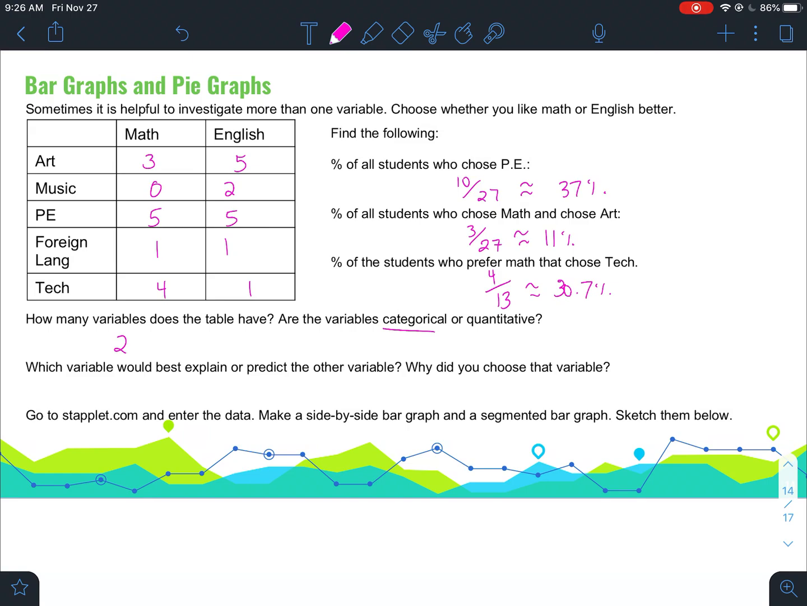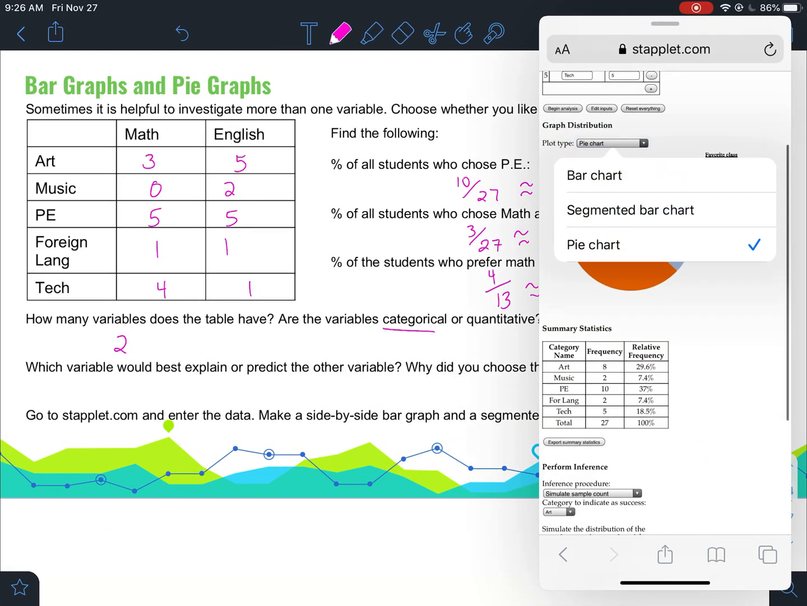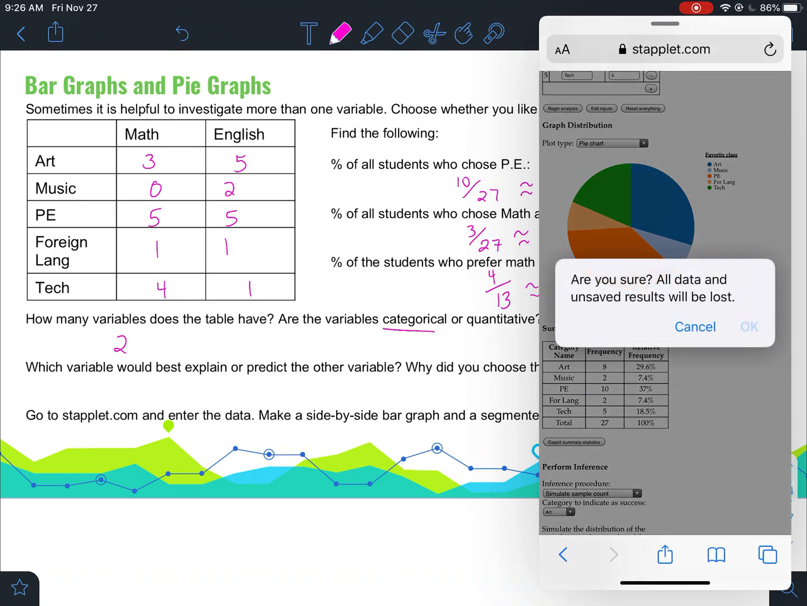I think we had a conversation about this in class, but take a moment to think about which variable, choosing math or English, predicts your favorite elective, or does your favorite elective help you predict whether your favorite subject is math or English? Think it through and make an argument whether, once you know your favorite subject is either math or English, you'd be able to predict your favorite elective, or if you knew someone's favorite elective, would you be able to better predict their favorite subject is math or English based on that? All right, so let's go back to our website and let's restart everything.